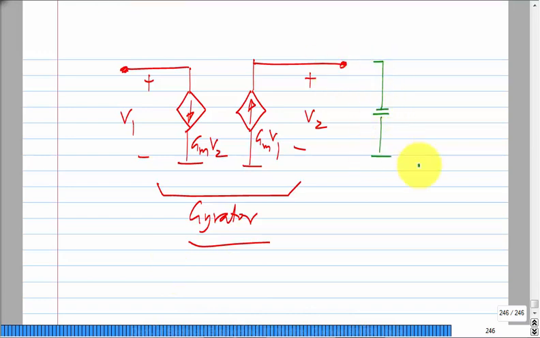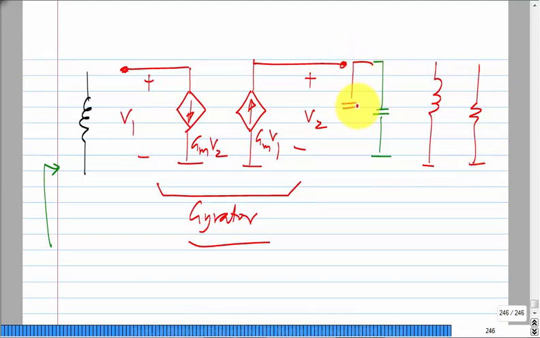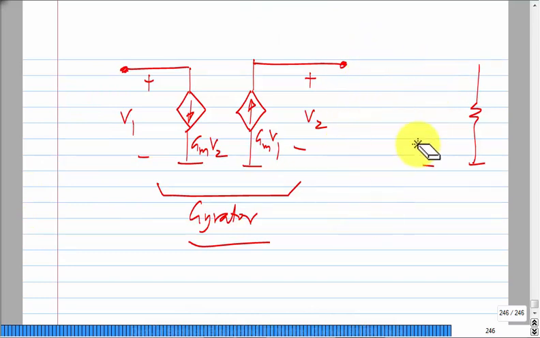Okay. So, if you connect a capacitor on this side, from this side, what do you see? Inductor. And if you connect an inductor on this side, what do you think you will see on this side? Capacitor. And if you connect a capacitor and resistor in parallel, you get an inductor and resistor in series. Yeah. So it basically inverts the VI relationship. Okay. So it's quite a useful block, and it's part of every active filter in one way or another. Okay.